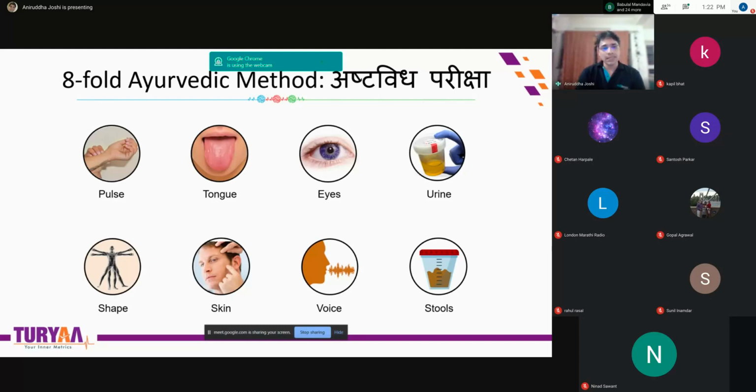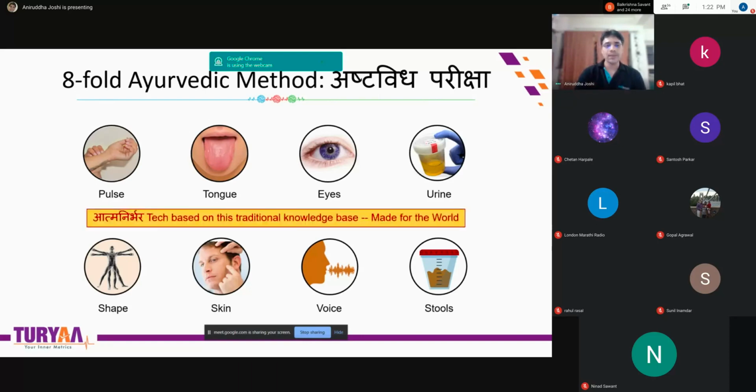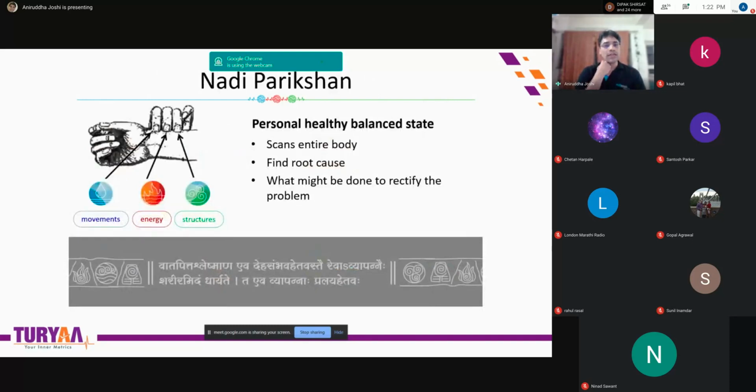So I'll start with pulse. I'm going to also cover tongue, eye, shape, voice, and so on, if we have time. Okay. So Nadi Pariksha.